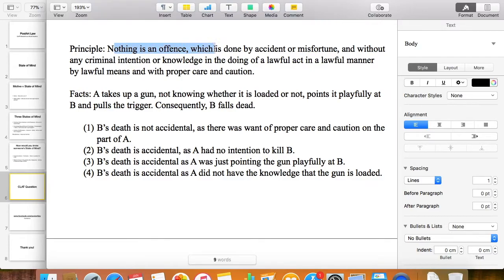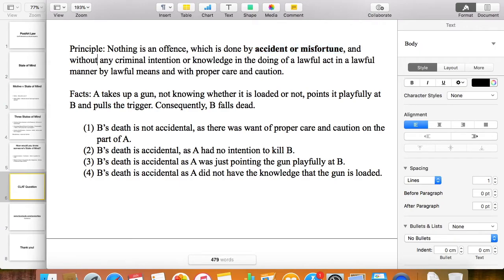So, nothing is an offense which is done by accident or misfortune and without any criminal intention or knowledge in doing of a lawful act in a lawful manner by a lawful means and with proper care and precaution. Okay, let's look at the elements, right? Which is done by accident or misfortune, and without any criminal intention or knowledge in doing of a lawful act in a lawful manner by lawful means and with proper care and caution, right?